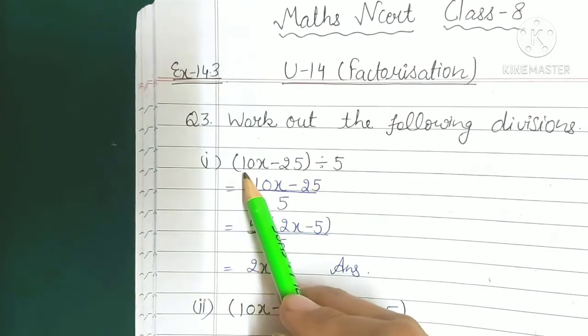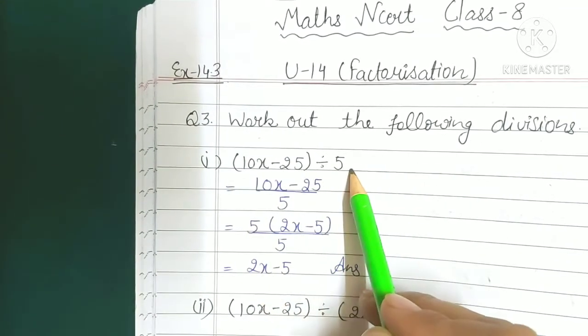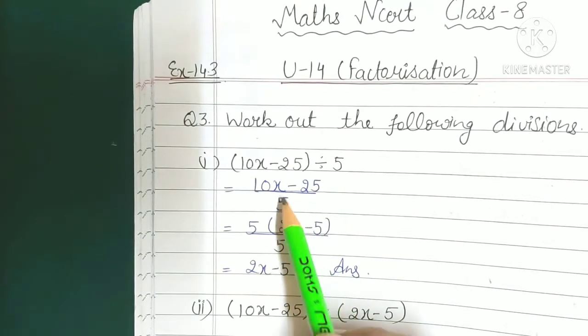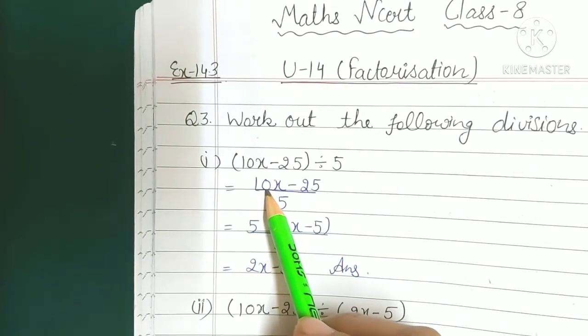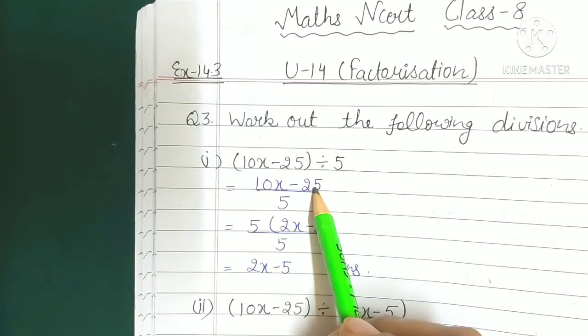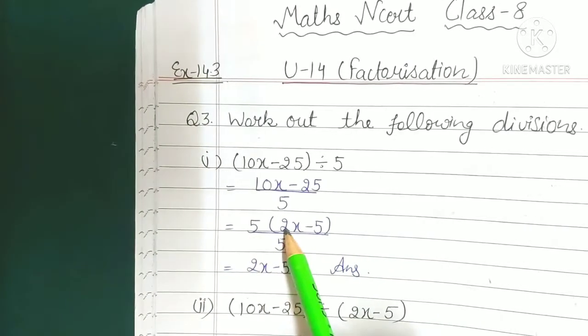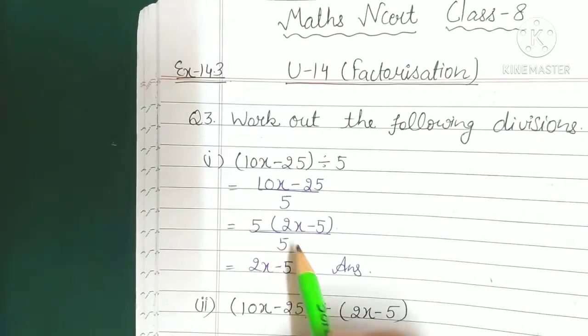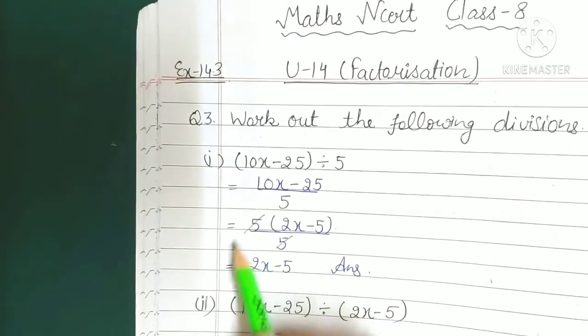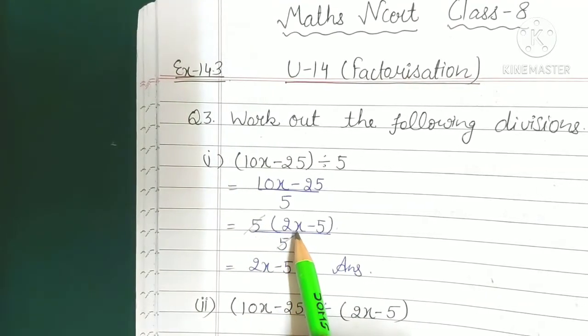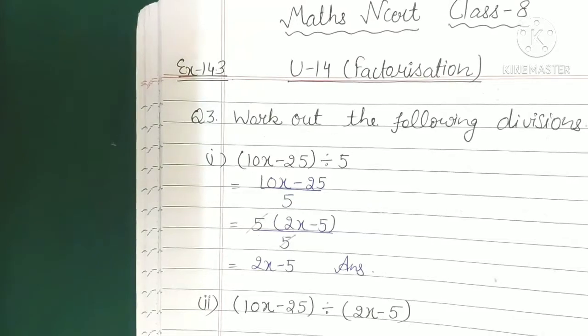So the first part is (10x minus 25) divided by 5. How can we divide it? First of all, we will check what we can take common from the numerator. We can take 5 common from the numerator. If I take 5 common, then this 5 will be cancelled with this 5. Then what is the answer? 2x minus 5 is the answer.